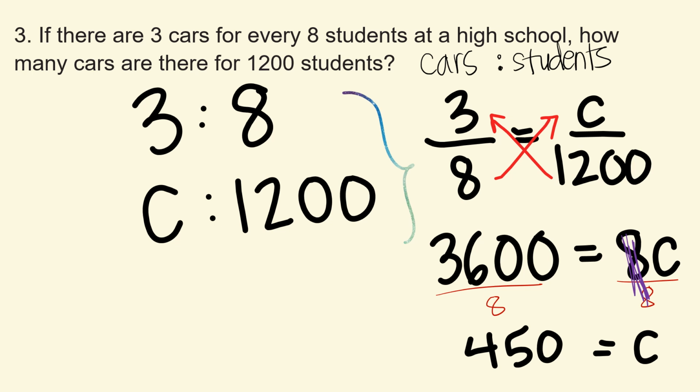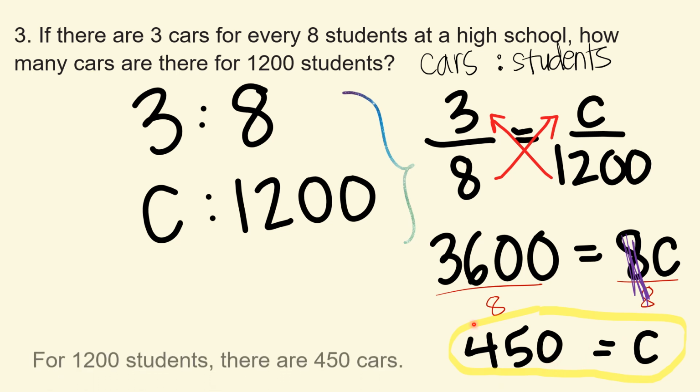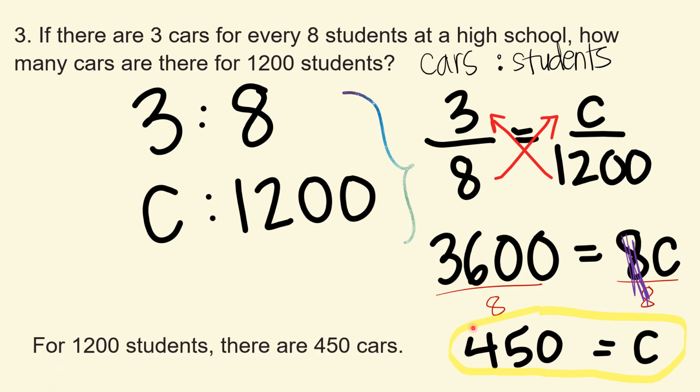All right, so that's our answer, and then we'll just put it in context. Anytime you're given a word problem, it's always nice to wrap up the problem by putting your answer in context. All right, so C is 450. So we would say for 1,200 students, there are 450 cars. So the question asked how many cars are there for 1,200 students. So for 1,200 students, there are 450 cars.